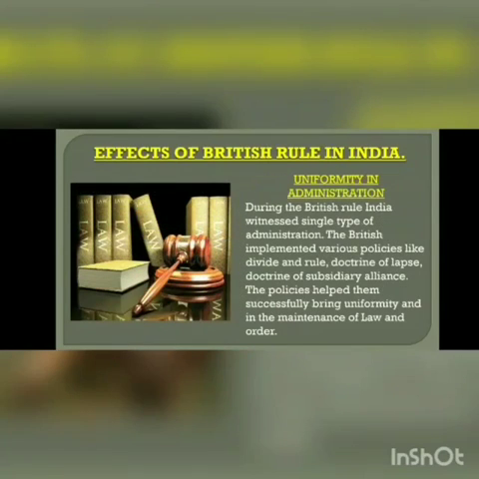During the British rule, India witnessed a single type of administration. The British implemented various policies like divide and rule, doctrine of lapse, and doctrine of subsidiary alliance. The policies helped them successfully bring uniformity and maintain law and order.